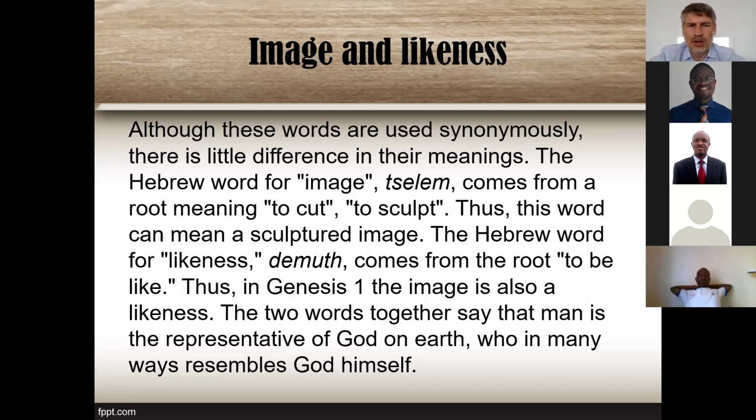The Hebrew word for likeness is demut, and it comes from the root to be like. Thus, in Genesis 1, the image is also a likeness. The two words together say that man is a representative of God on earth who in many ways resembles God himself.